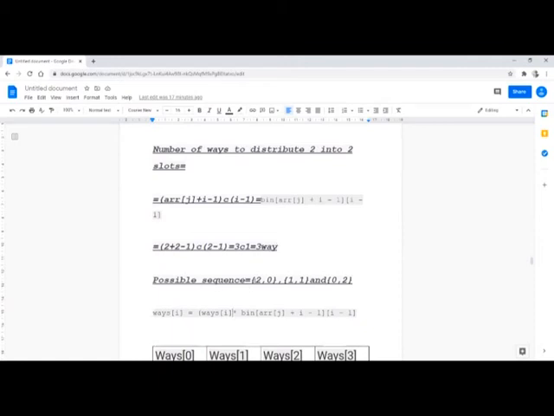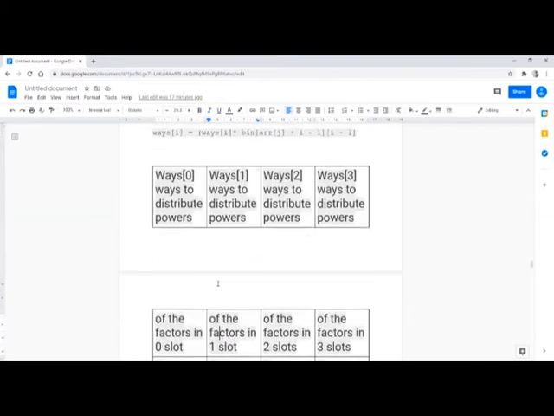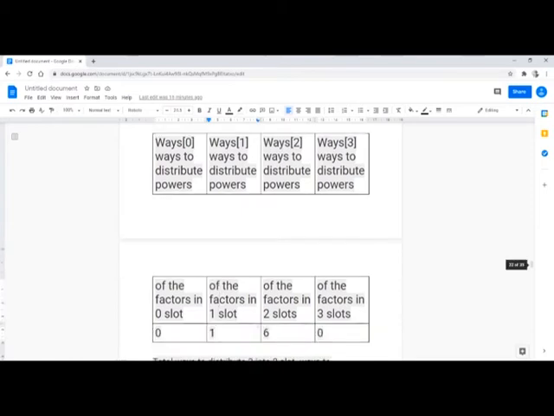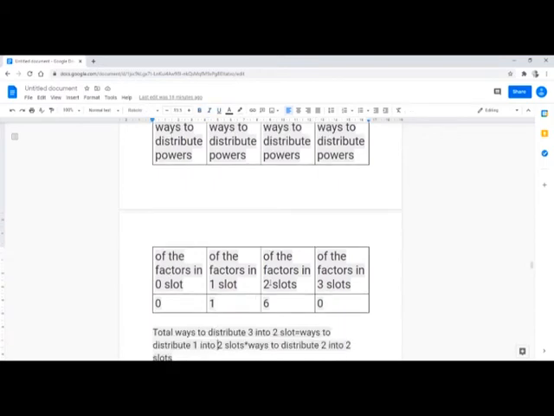The possible sequences are 2 0, 1 1 and 0 2. So ways of I is multiplied with the binomial coefficient of array of j plus I minus 1 c I minus 1. So we multiply 2 with 3 to get 6. Ways of 2 is updated. That is the total number of ways to distribute the powers of the factors into two slots.